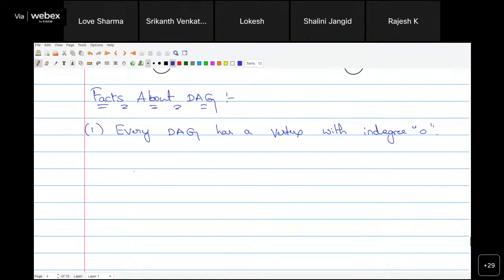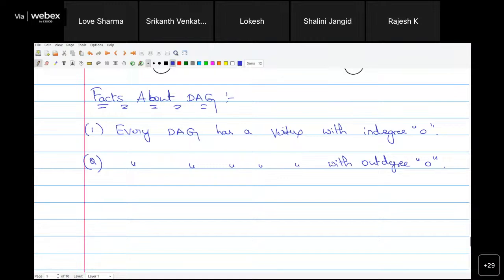Let's come back to DAGs. So the next property is the same. Every DAG has a vertex with out degree 0. So these are different vertices. So there will be a vertex which has in degree 0, some vertex u. There will be a vertex v with out degree 0. That means there will be a starting point and there will be an ending point for a DAG.